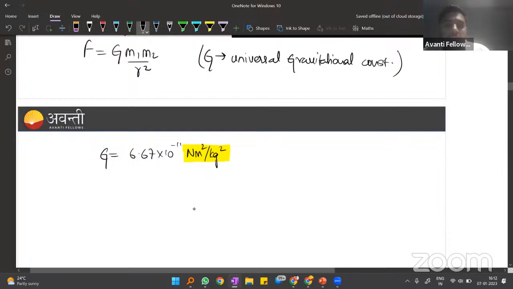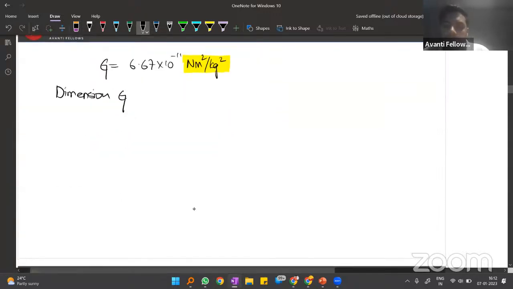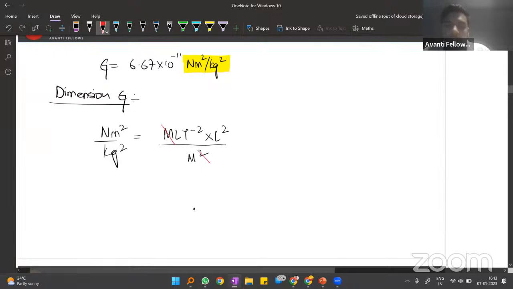Now let's calculate the dimension of G. Using the unit, can we calculate that? Yes, pretty easily. So what is the unit of G? It is Newton meter square per kg square, right? What is the dimension of Newton? Newton means force. It is M L T minus 2. What is the dimension of meter? It is L2. What is the dimension of kg? It is mass, so M2. One mass cancels out, and you are left with M minus 1. One mass will remain down, so when it goes up it will be M minus 1. L cube T minus 2. This is the dimension of G.